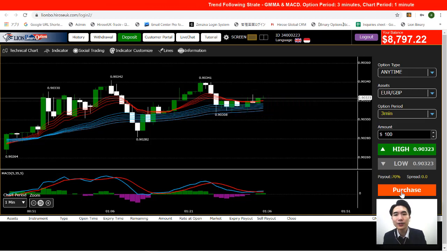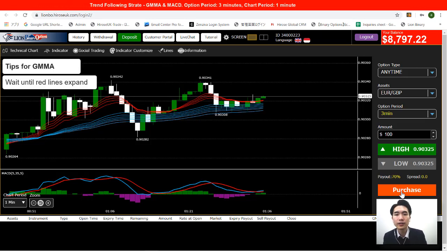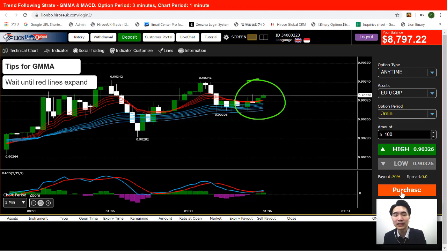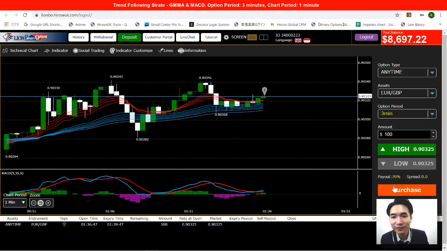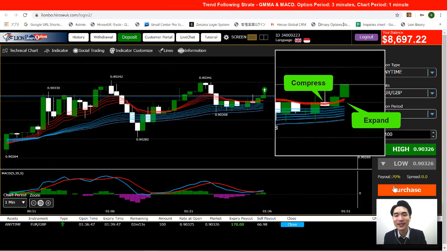So I will need to wait until the red lines start to expand, so that I don't get tricked by any false signals. You see now it has gone upward, but it's not expanding, it's still compressing. So there is still a chance that it will go further down. I just need to wait for the moment until it expands, so that I can place my trade there. So yep, there we go, open a trade there. When I opened that trade, the red lines were actually expanding, so that's why I opened the trade there.